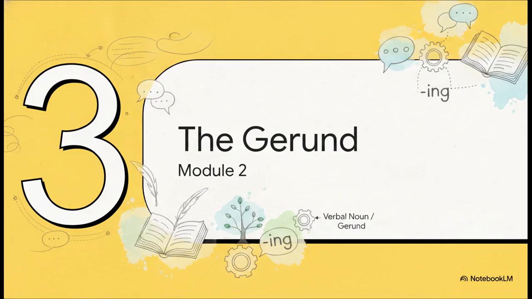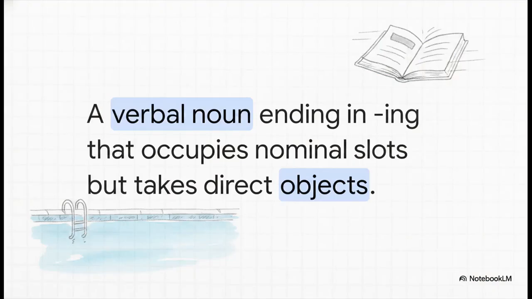Module 2. The gerund. So moving on to the gerund. Fundamentally, a gerund is a verbal noun. It's this morphosyntactic hybrid that perfectly bridges the lexicon and syntax. On the outside, its nominal side, it slides right into standard noun slots. It can be a subject, it can take determiners, or accept genitive modifications like talking for talking's sake. It even forms lexical compounds, like a swimming pool.